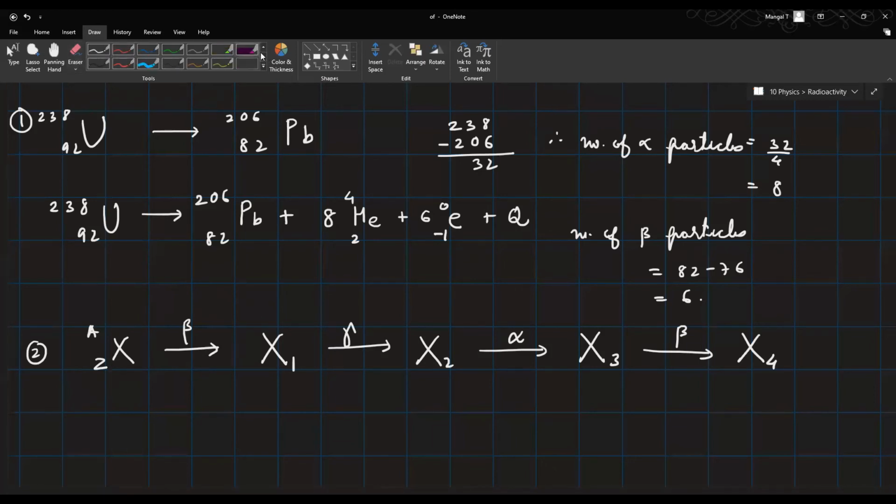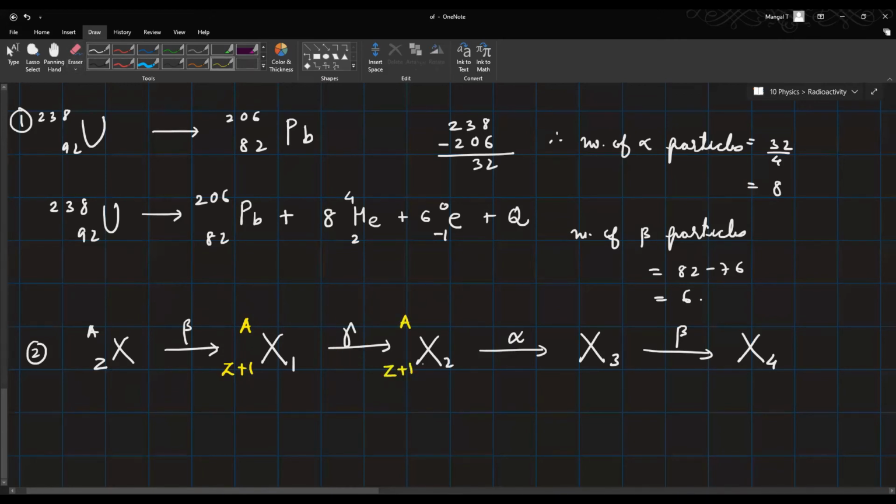So what do I have over here? I have A as A, and this is Z plus 1. When there is gamma emission, nothing changes. This will remain as it is. When there is alpha particle, A is reduced by 4. The atomic number is reduced by 2. So therefore, this will become Z minus 1. Whenever there is beta, this is incremented by 1. So you get A minus 4 and Z. So that will be your final answer. Do you follow that?